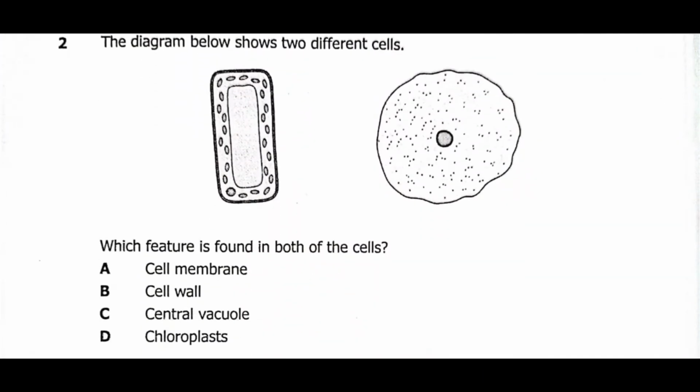Now we move on to question 2. The diagram below shows two different cells. By the shape of the first one, we can see that this is a plant cell, because it's regular in shape. Then here we have an animal cell because it is irregular in shape. Which feature is found in both of the cells? The question is just which feature from the given multiple choices is found in both plants and animals. So the answer here is A. Cell membrane is found in both plant cells and animal cells.